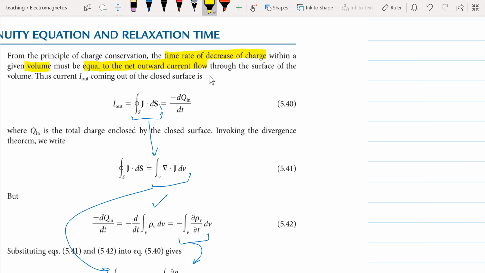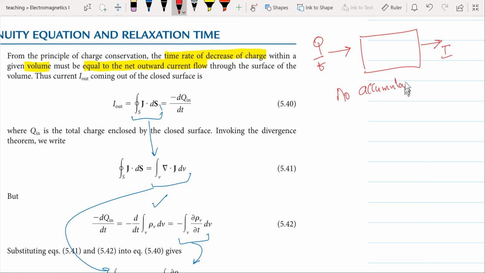The time rate of decrease of charge within a given volume must be equal to the net outward flow of current through the surface of the volume. That is the general principle of conservation. And this law of conservation simply says that if you introduce some charge Q to a volume, at a rate of t, this will be equal to the current that will be flowing out of that volume of that material. Therefore, this principle says that there can be no accumulation of charge anywhere in the medium.